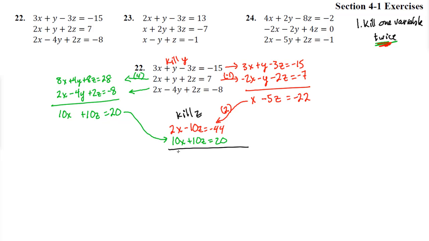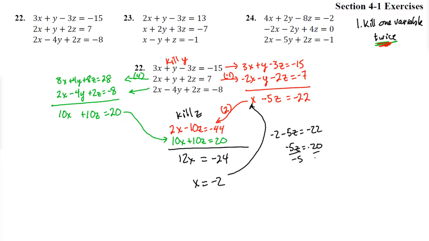2x plus 10x is 12x. 10z and a negative 10z cancel each other out, equals negative 44 and a 20. That's a negative 24. Oh, look at that. X equals a negative 2. Came out nice. So let's stick it back up, right here. And we get negative 2 minus a 5z equals negative 22. Add 2 to both sides. We get negative 5z equals a negative 20. Divide by a negative 5. And we now have z equals 4.